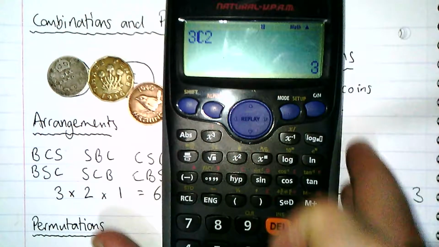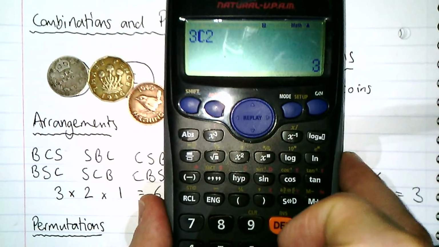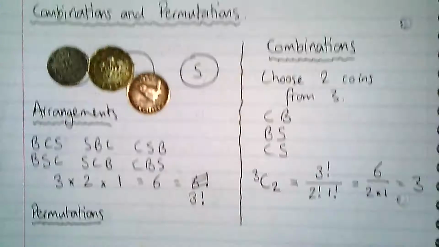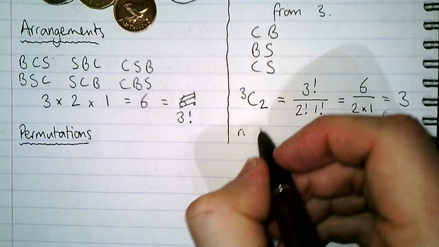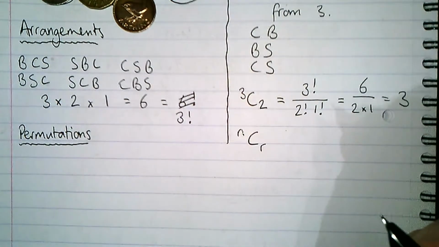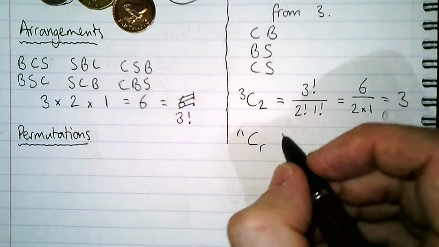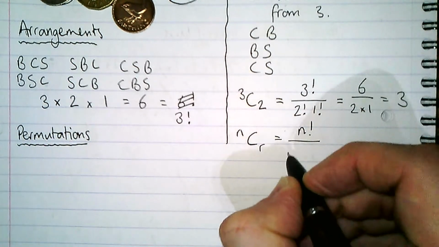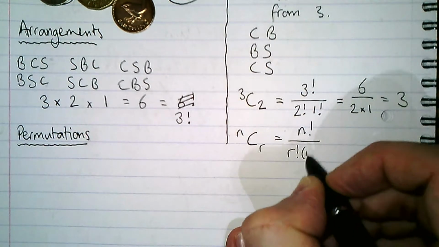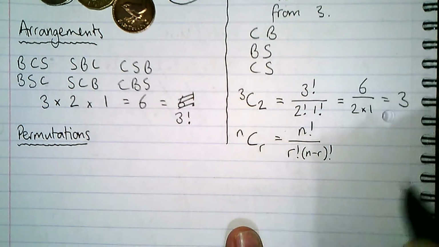Now I'm going to write down what the general formula is for this, just so that you've got it and you can write it down should you wish to know it. If I've got some number n and I'm choosing r items from that list of n, then it's going to be n factorial over r factorial, and then n minus r factorial.